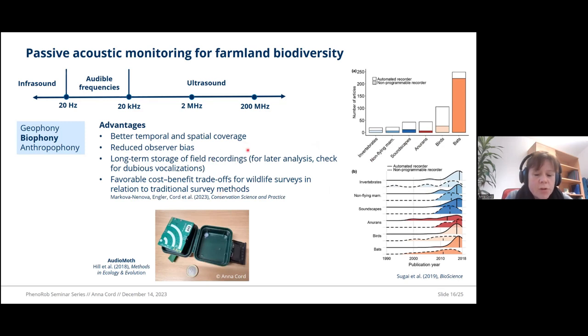It really has a lot of huge advantages compared to traditional biodiversity monitoring in the field: better temporal and spatial coverage. We don't have observer bias, because some people are better at detecting species than others. We can store the recordings, check them later, and also check for potential errors. And we can also show that it's actually better in terms of cost-benefit when we compare it to traditional survey methods.